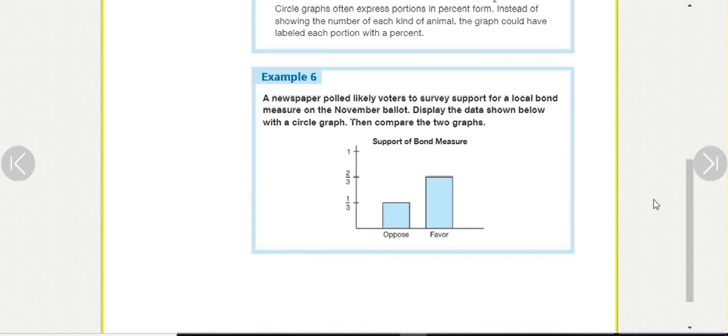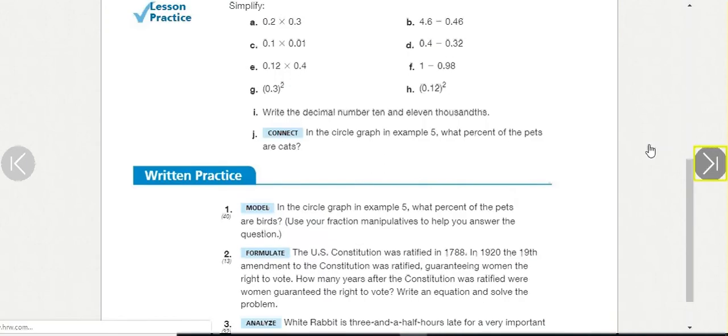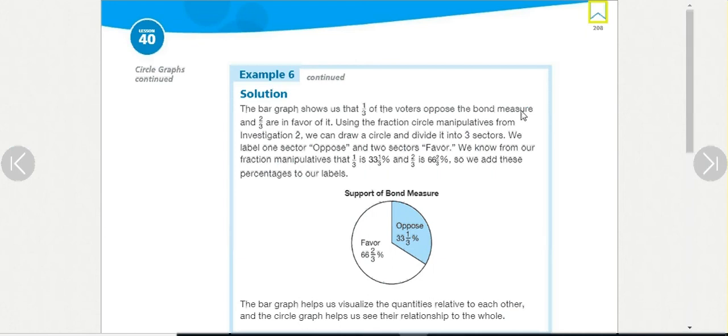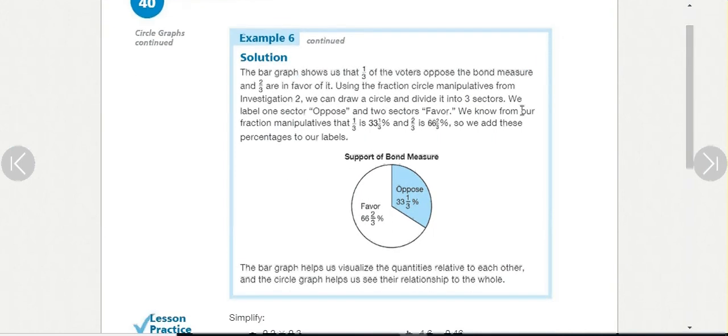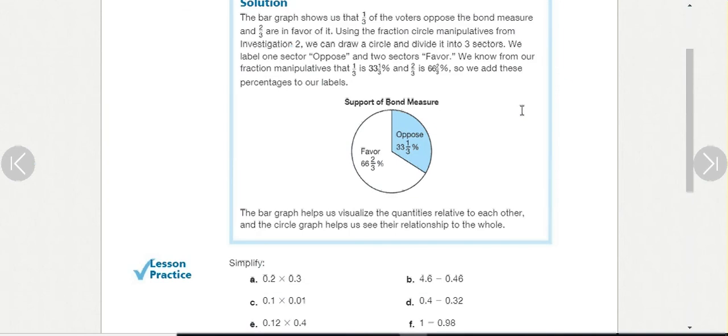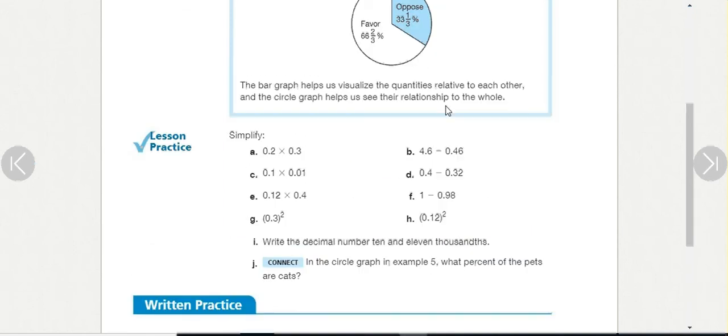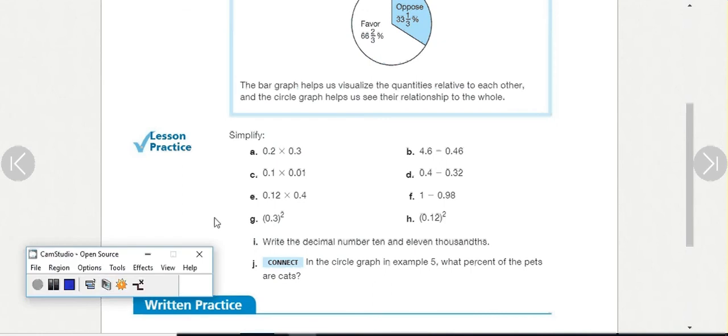Here's another example you can read about on your own, using a bar graph to create a pie graph. It helped us visualize quantities relative to each other, but the circle graph helps show relationship to a whole and really shows percents like 66 and 2/3% to 33 and 1/3%, the opposite, real nicely. So I would love for you to do B, D, F, H, and J. B, D, F, H, J, please. Thank you.